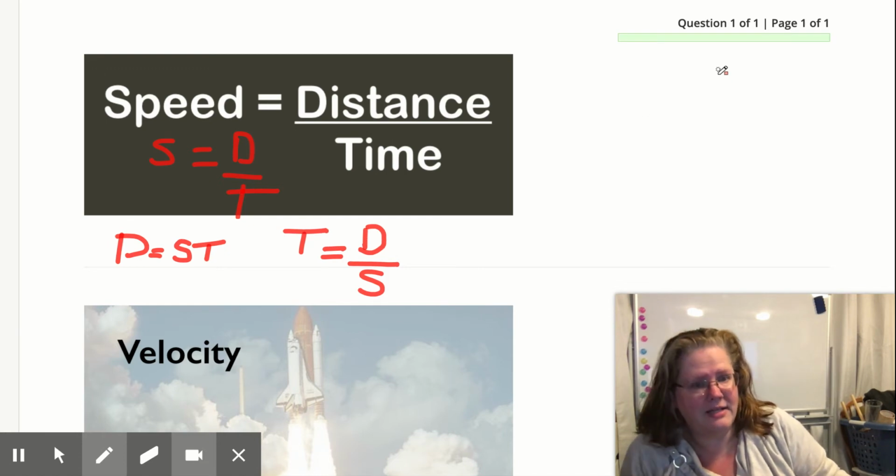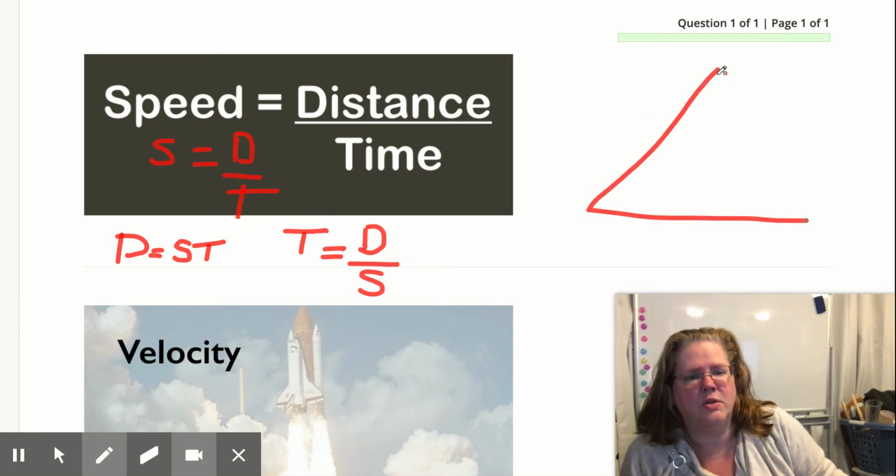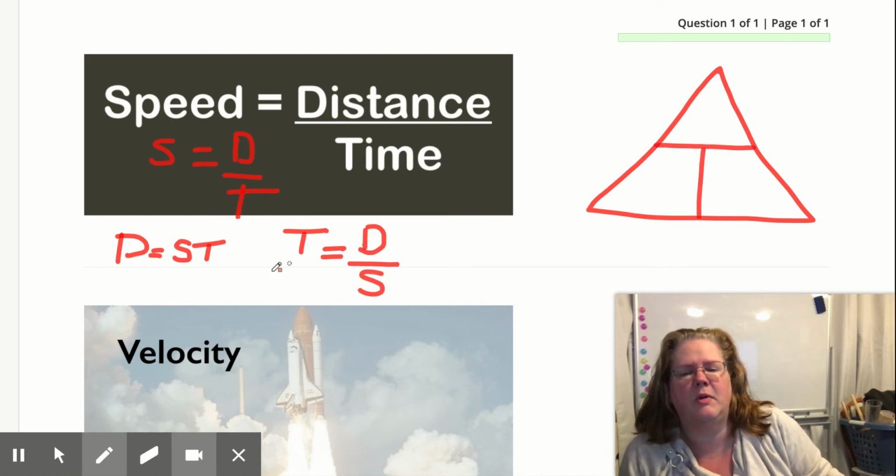Or on your handy dandy formula sheet, you can do a speed triangle, and I would recommend that you do that. In this case, we always take the two that are multiplied together, speed and time, and those go on the bottom. Speed and time, and speed, remember, is distance divided by time.